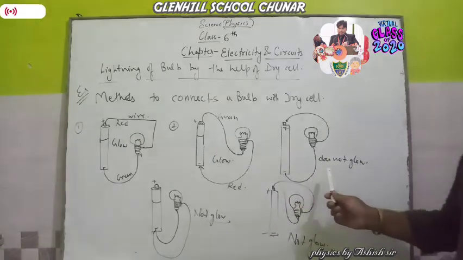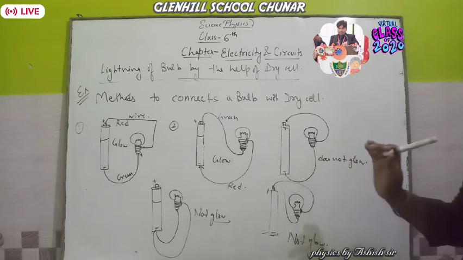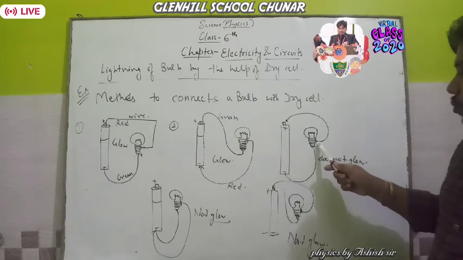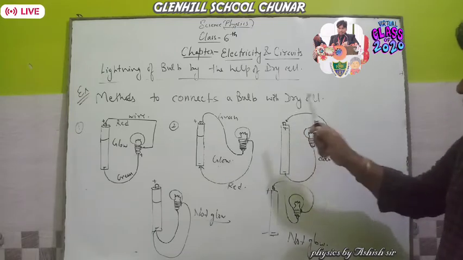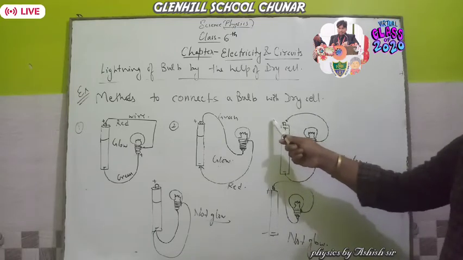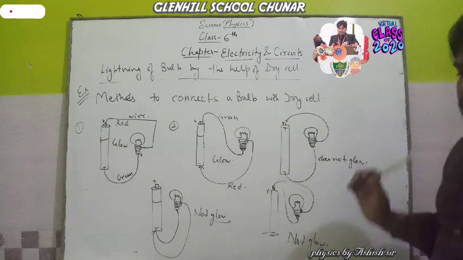But in this case, this end is connected to one end of the battery, but the other end of the bulb is not connected to the other end of the battery. See here, there is no connection. The connection is not completed. So in this case the bulb does not glow.